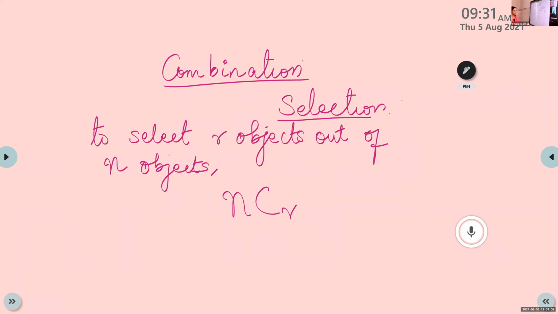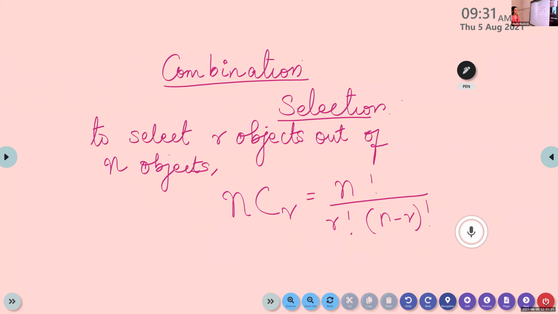What is the formula we use here? NCR is defined as N factorial by R factorial into N minus R factorial. NCR is defined as N factorial by R factorial into N minus R factorial.